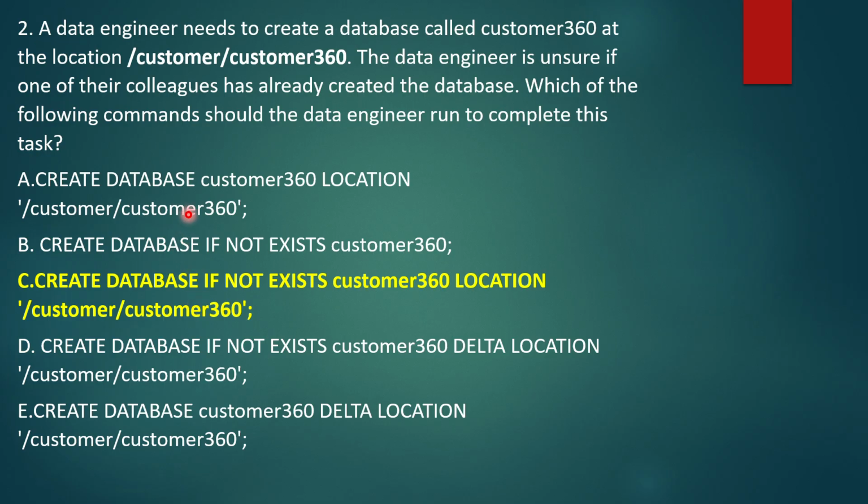Why is A not correct? IF NOT EXISTS is not specified here, so it leaves unknown whether the database exists. Option B: the location is not specified, so the database will be created in the default location, so it is not correct. Coming to D, DELTA is not valid syntax in this context. Coming to E, IF NOT EXISTS is missing here, and DELTA is again not valid here. So finally the correct option is C.